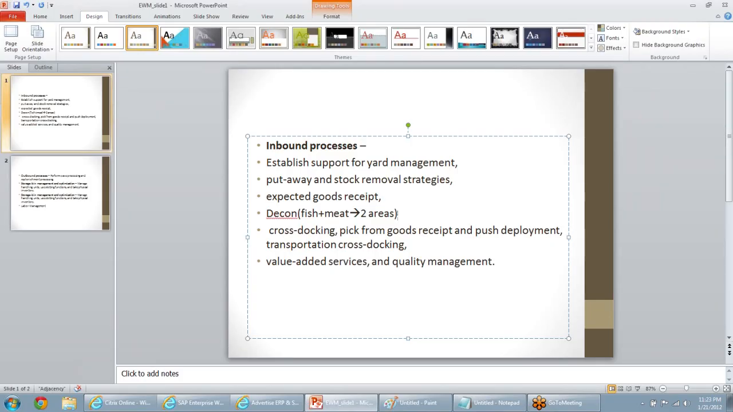That means I want to deconsolidate, which is nothing but splitting my boxes into multiple things and then storing them differently. So who is going to create what work and all those things is going to be my deconsolidation.